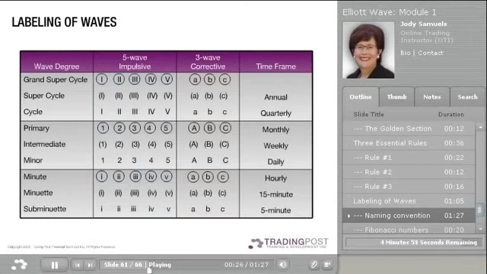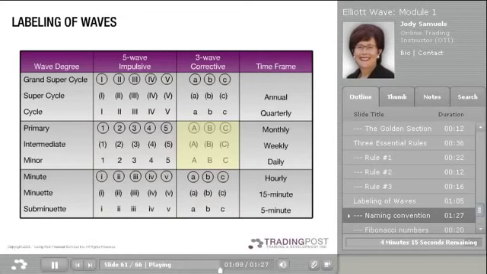The impulsive waves alternate between Roman numerals and Arabic numerals. Labeling below minor degrees is in lowercase Roman numerals. Labeling above primary degrees is in uppercase Roman numerals. The corrective waves are labeled in lowercase for the Roman numerals and in uppercase for the Arabic numerals. The final column in the chart is labeled time frame. Here, we've labeled which wave degree applies to which time frame in the currencies.